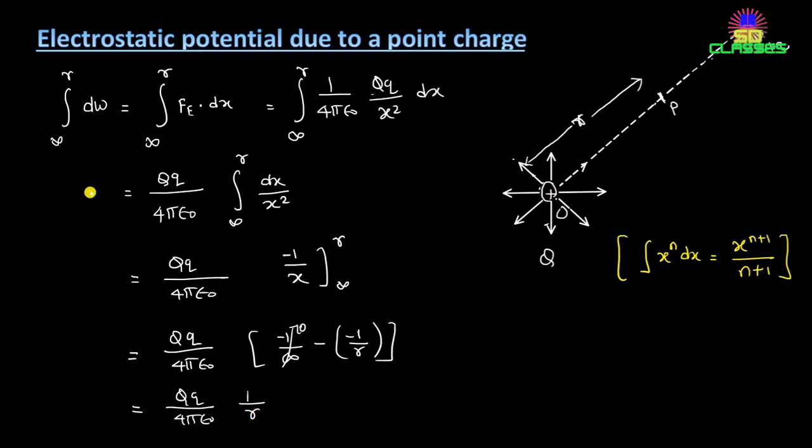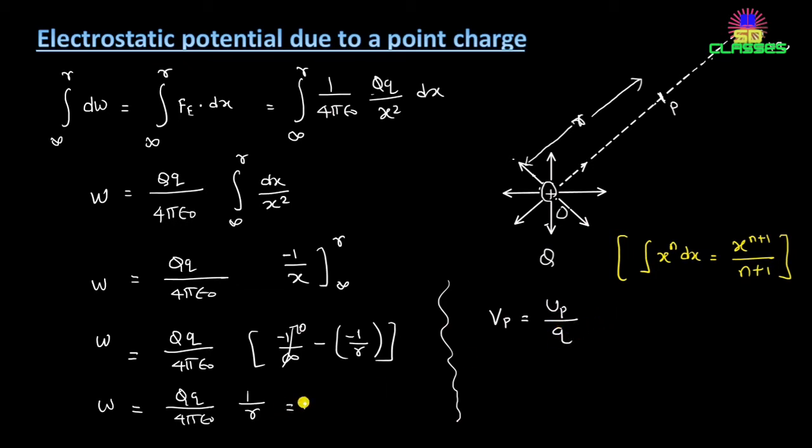So this is the work done to bring a charge from infinity to a point P. This is known as your potential energy, because we know that the potential energy is the work done to bring a charge from infinity to a particular point. Then what will be the potential at P? We know that the potential at point P will be the potential energy divided by q.